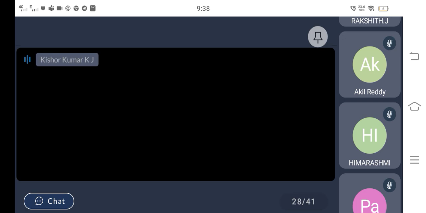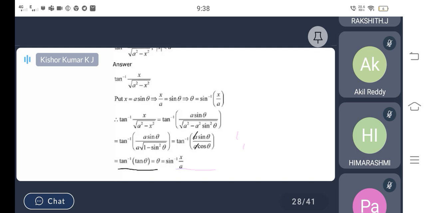Alright. So after substituting into the problem, we will get tan inverse of a sin theta by a cos theta. We can easily cancel a from numerator and denominator, and we have sin theta by cos theta. And we know sin theta by cos theta is tan theta. So it becomes tan inverse of tan theta. Now here you can easily cancel tan and tan. You are going to get only theta.